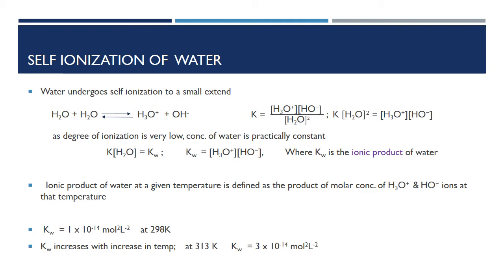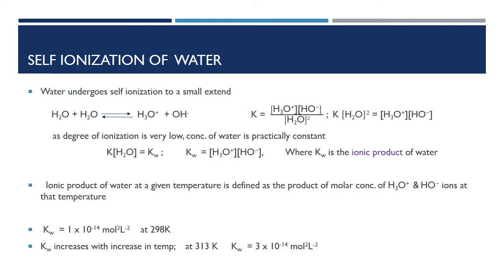As the degree of ionization of water is very low, the concentration of water remains practically constant. That means the product of K and molar concentration of water is another constant, which is the ionic product of water and is represented by Kw. Thus, the ionic product of water at a given temperature is defined as the product of molar concentration of H3O+ and OH- ion at that temperature.